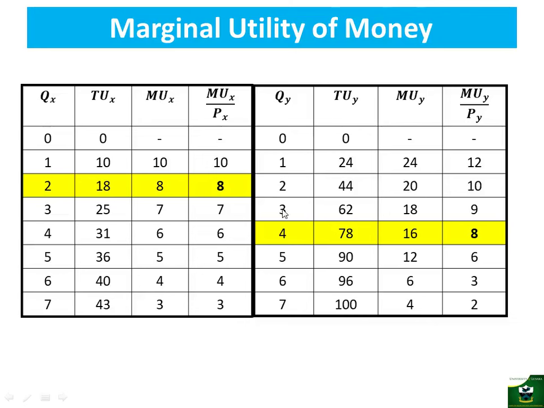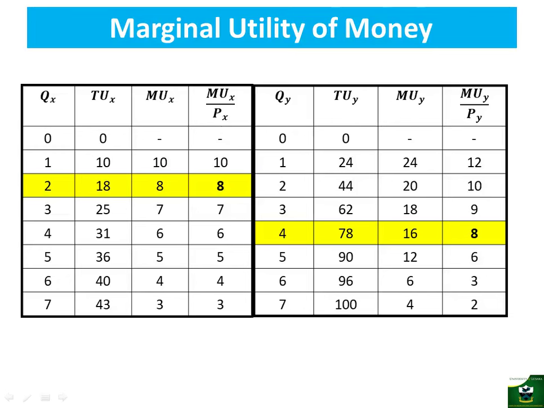For the third unit, total utility is 62, meaning that to get marginal utility, we subtract 62 minus 44 divided by 3 minus 2, and we'll get 18. We do the same for all these quantities, and we'll see these marginal utility levels. Now recall that consumer equilibrium is not only determined by the marginal utilities. We said it is determined by the marginal utilities as well as the price levels.